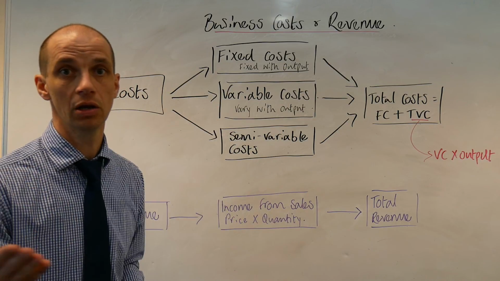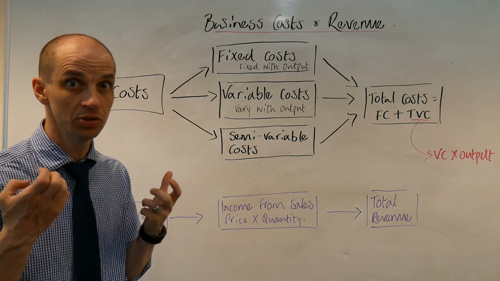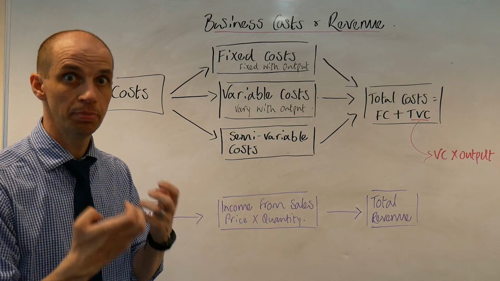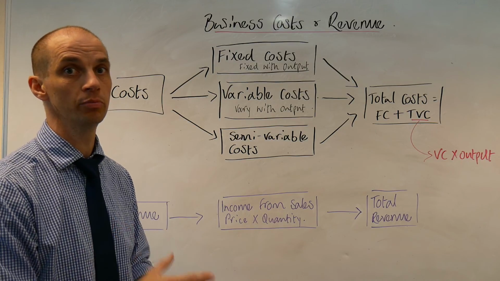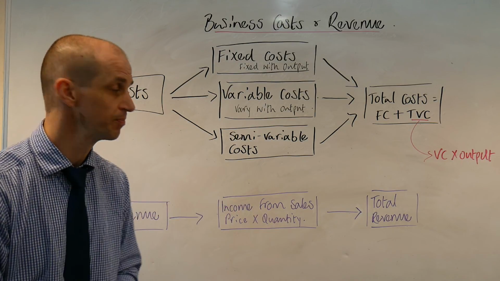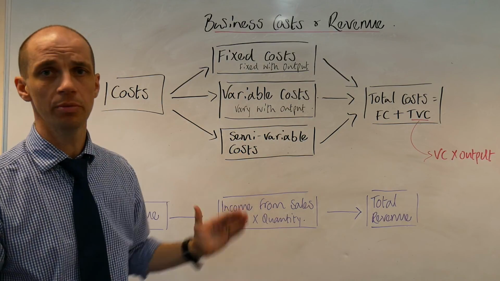So other areas will include wages as well, okay, because once again, as you want to build more products, okay, and make more products or offer more services, you've got to employ more staff to offer such services. Okay, and then we've got semi-variable costs.